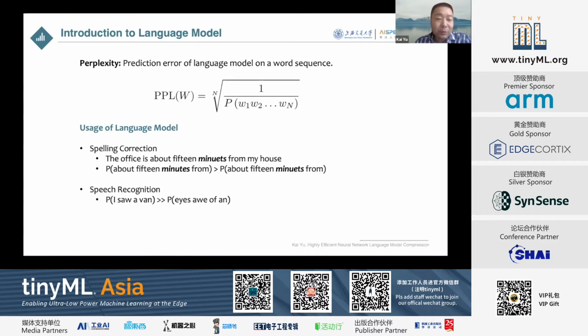Since the language model is a very fundamental tool for natural language processing, we can use it for almost all tasks like spelling checking, speech recognition, machine translation, and so on.